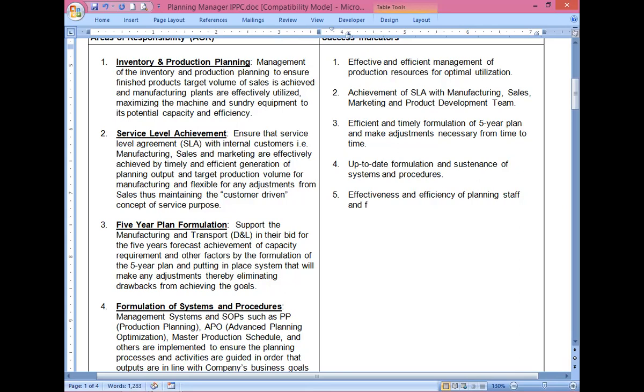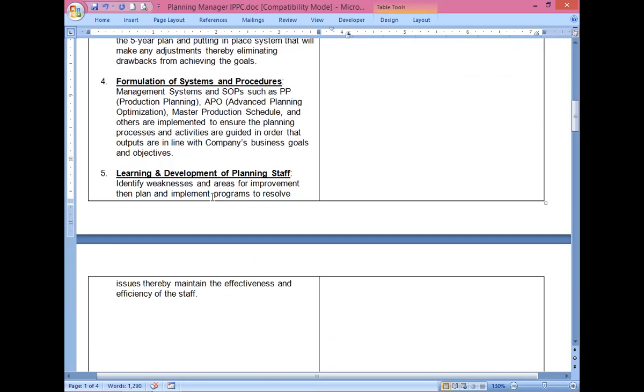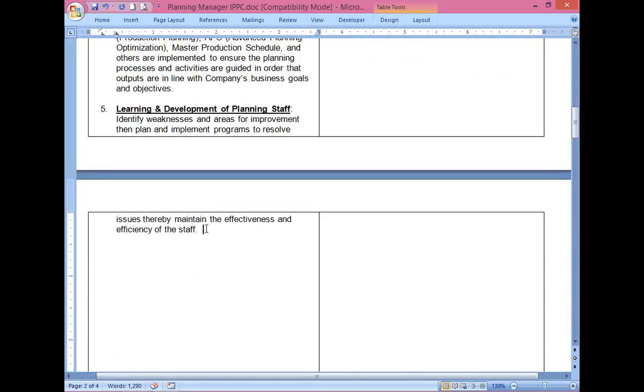And further competencies. What is competency? Knowledge, skills, and attitude and behavior necessary for their jobs are sustained. Past tense. Okay, that would be okay. Effectiveness and efficiency of planning staff and their competencies necessary for their jobs are sustained. Okay, if not sustained, then they're not successful in doing the learning and development.